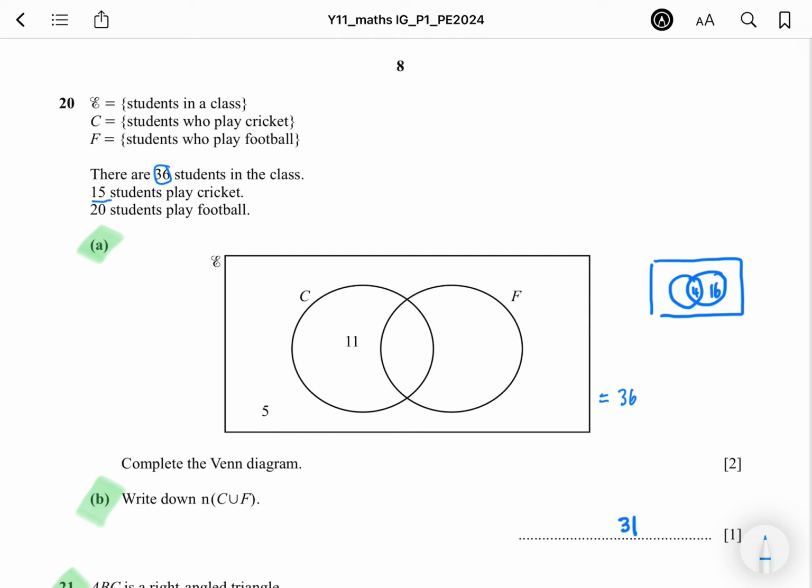So first one says 15 students play cricket. Now we already have 11, but then these 11 play cricket only and not football. That means the total of this one should be equal to 15. So that means inside here there should be 4. So the total of students playing cricket is 15. And then 20 students play football. So since 4 of the students play football and cricket, that means the remaining here would be 16. So that's 16 plus 4 is equal to 20.